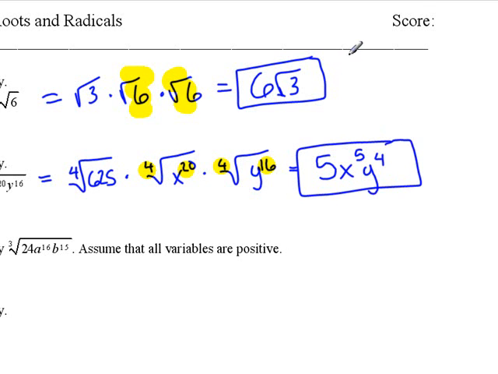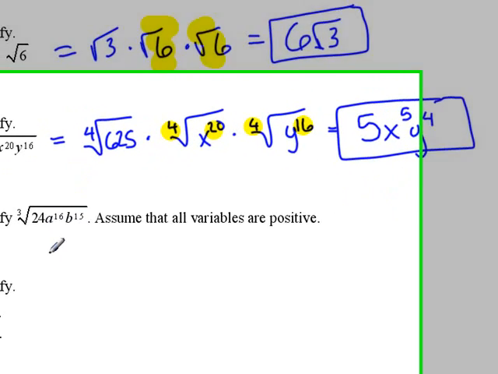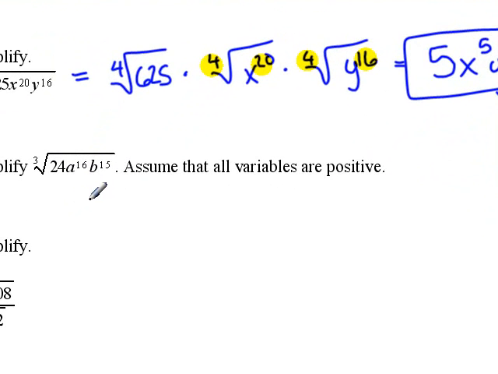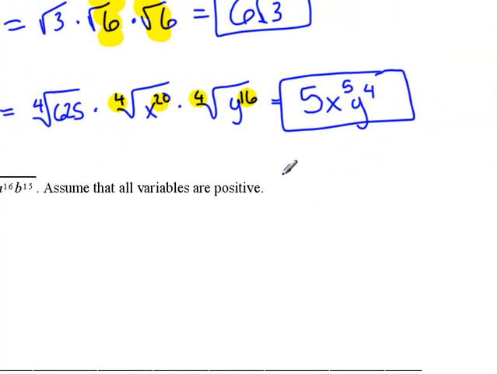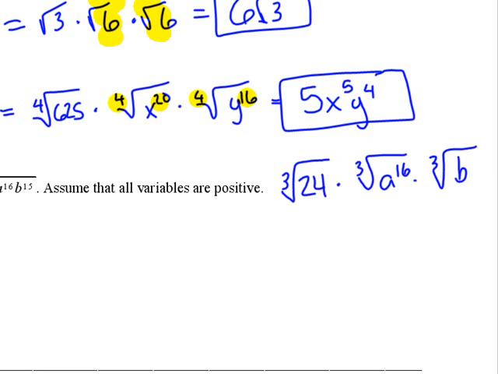And we're done. Number 3, similarly, we can split this up and look at the chunks here. I'll do that down here. I've got the cube root of 24 times the cube root of a to the 16 times the cube root of b to the 15. Now let's just deal with the separate parts here real quick.